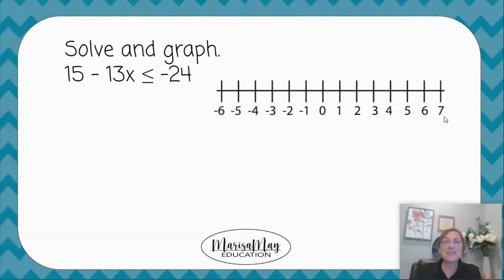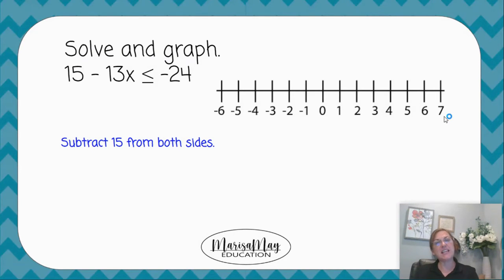So I like to ask myself, what's happening to the variable? Well, it looks like it's being added by 15 and it's being multiplied by negative 13. So of course, we're going to do the opposite of each of those in order to get the x by itself. So let's take a look.